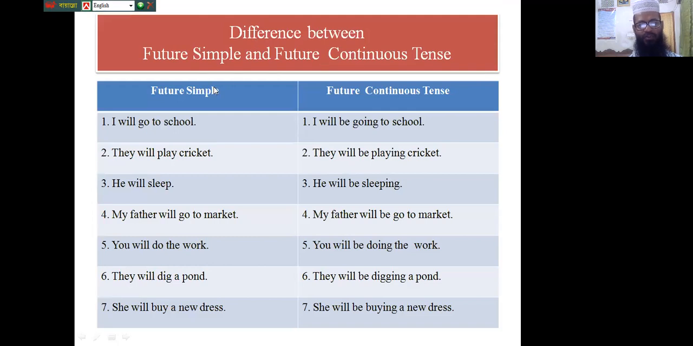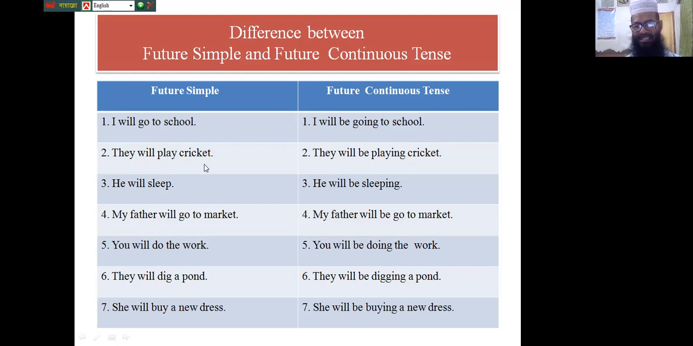Difference between future simple and future continuous tense. This is the main part of the tense. If you can understand this part, you will be able to understand future continuous tense completely. I will go to school is future simple, a short action. I will be going to school is a long action.